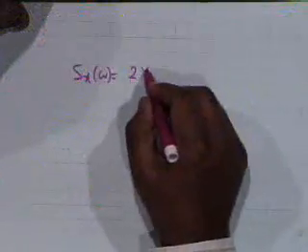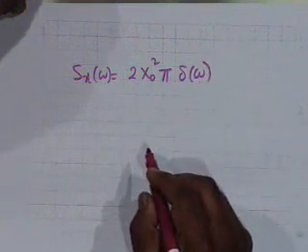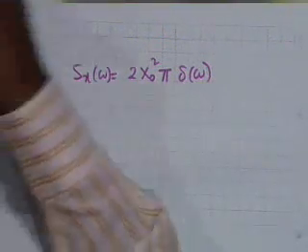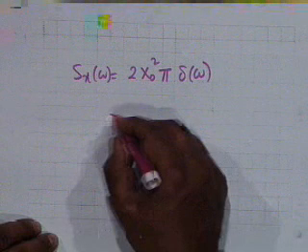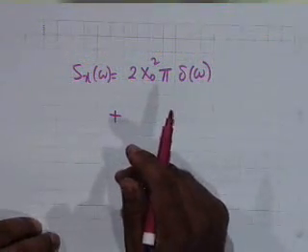Therefore, except the factor 2 pi, instead of 2 pi, what shall we have? Pi by 2. Pi by 2 x1 squared delta omega minus omega 0, plus pi by 2 x1 squared delta omega plus omega 0. This will be the spectral density.